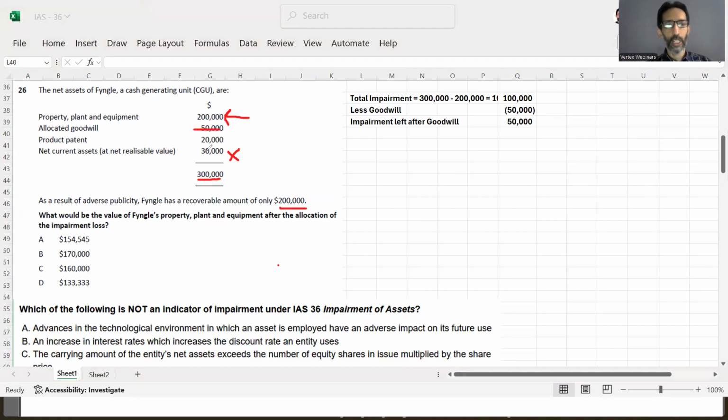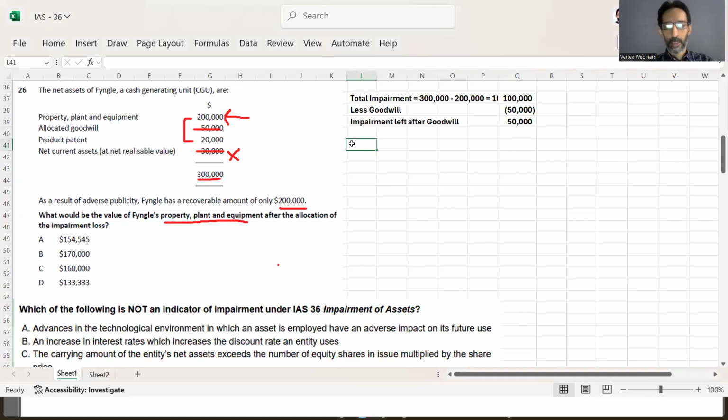We cannot charge any of the impairment to the net current assets according to IAS 36. So we're left with these two assets, the value of PPE, property, plant, and equipment, and the product patent. The total value of these two is 220,000. However, we're only required to calculate the value of property, plant, and equipment. So let's see how we can figure that out.